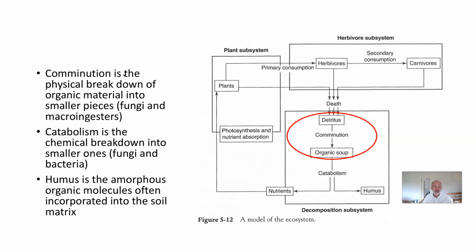And then catabolism is the chemical breakdown. So the first is the physical breakdown. Think of this as little organisms chewing things up, tearing it up and breaking it up physically. And then it's chemically broken down, typically by fungi and bacteria. So first cutting it up and then chemically breaking it down in catabolism. And it's the catabolism that results in the release of nutrients and humus. And humus is amorphous organic molecules that cling to the soil, clays and colloids. They become part of the soil.